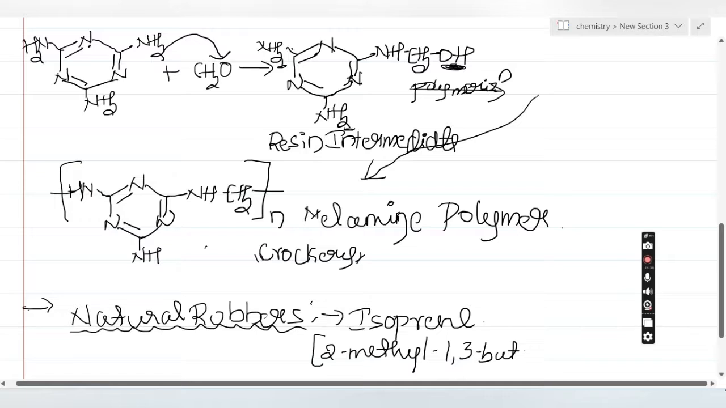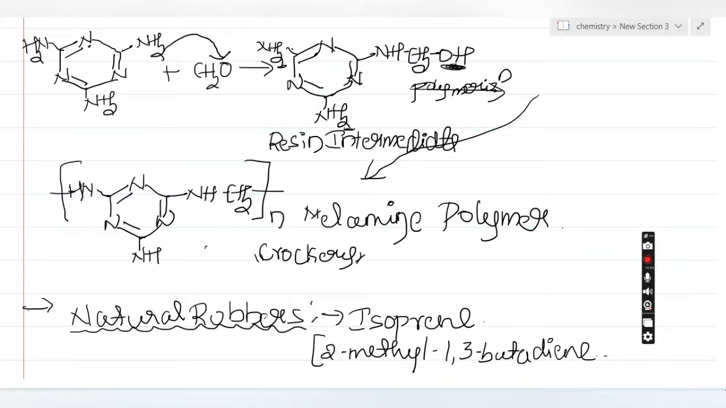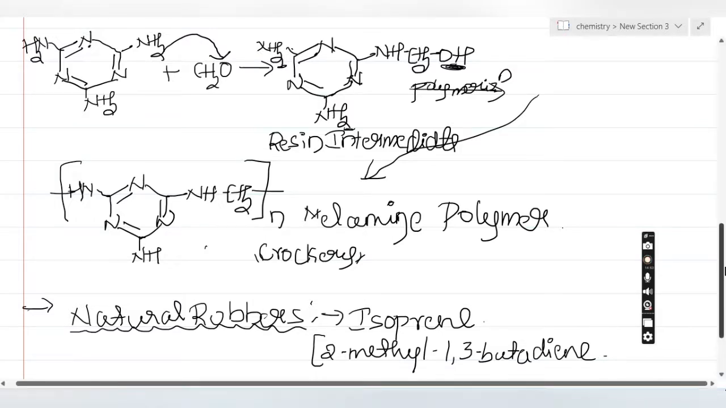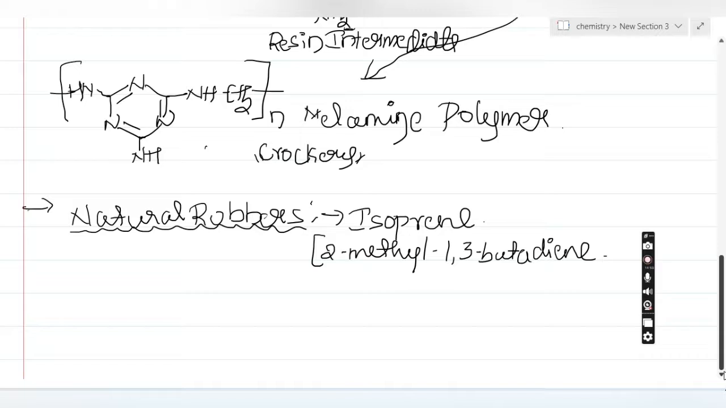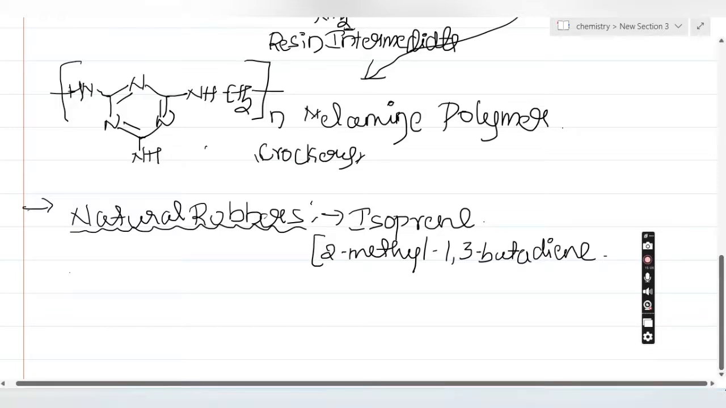What is the IUPAC nomenclature of isoprene? That is a butadiene. Buta means 4 carbon atoms will be there, 2 double bonds are there, one at the first position, another at the third position, and at the second position a methyl group will come. So this isoprene is the monomer of natural rubber, and the polymer is also called cis 1,4 polyisoprene. Now I'm writing a partial structure of that molecule here on the board.